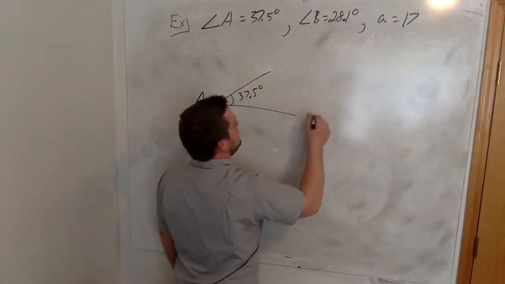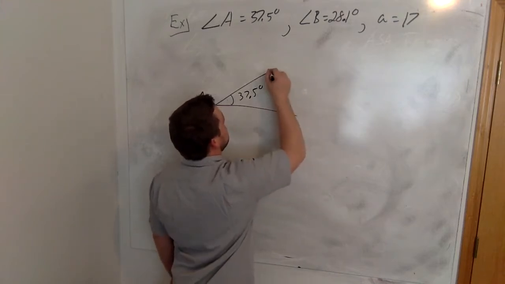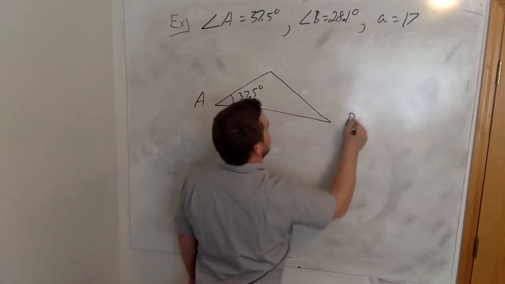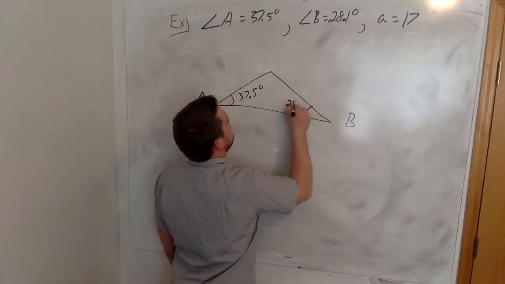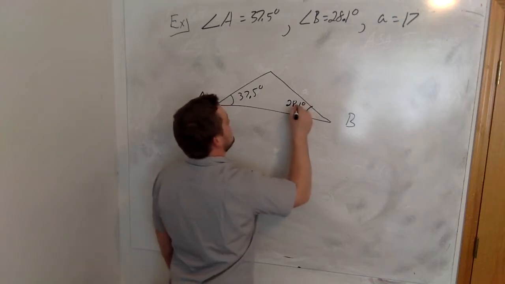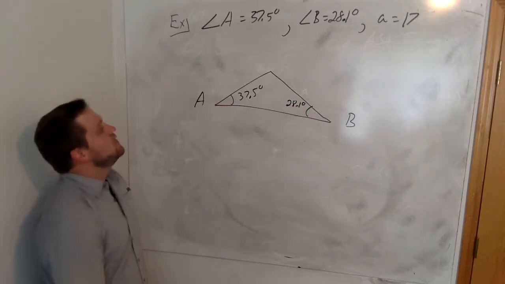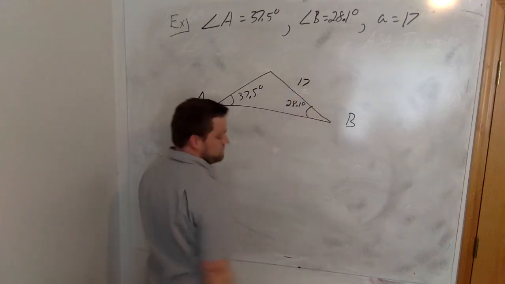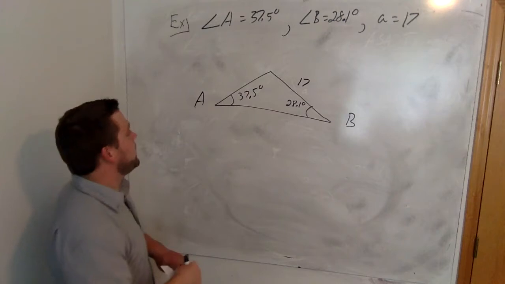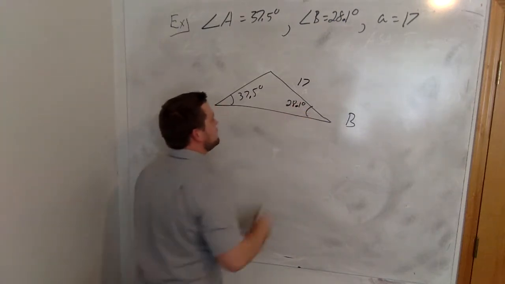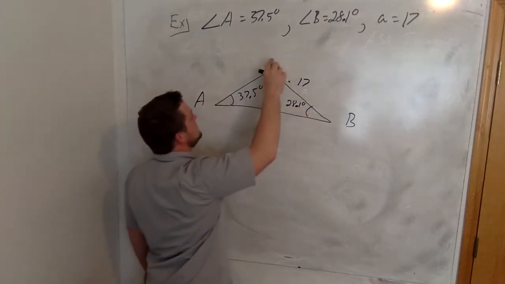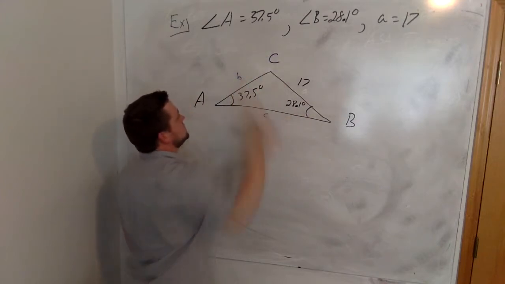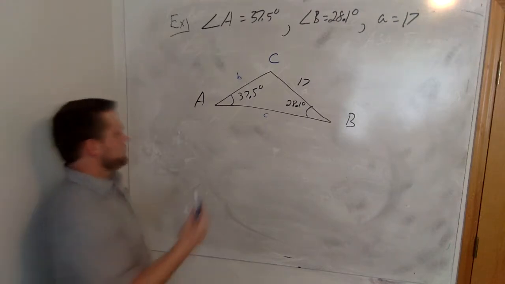We know angle B is also acute. So I know that this angle here, this is B, this is 28.1 degrees. And we know side length A. So we know that this length right here is 17. What we need to still find on this triangle is we still need to figure out the third angle C. We need to figure out side length C, and we need to figure out side length B. So this is our job, to find the blue stuff.